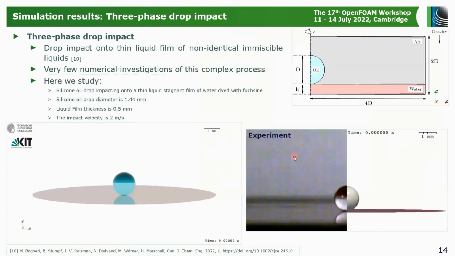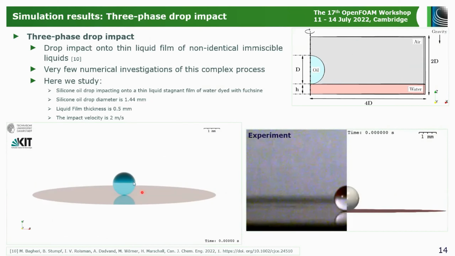Now we talked about droplet impact scenarios. So we set up a 3-phase drop impact scenario. We did the experiments at TU Darmstadt. So we have an oil drop. This is an axisymmetric setup, so the process remains axisymmetric. We have an oil drop of diameter 1.44 millimeter, which impacts a water film of thickness 0.5 millimeter. The velocity of this impact is 2 meters per second. And we have seen very few, close to zero, numerical simulations of this nature.